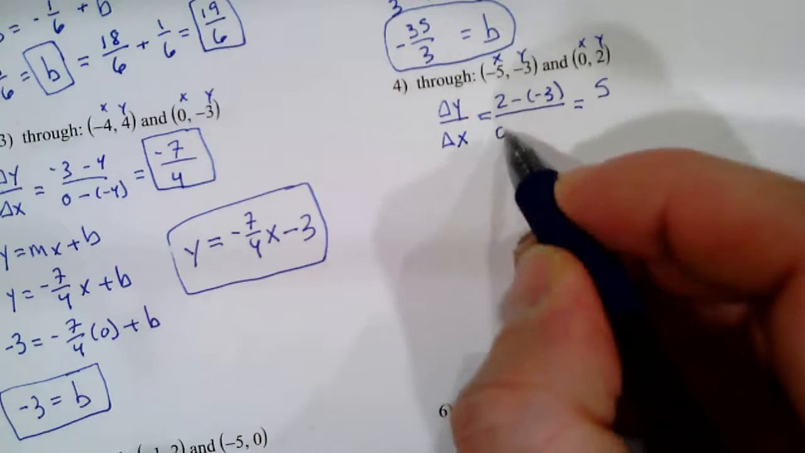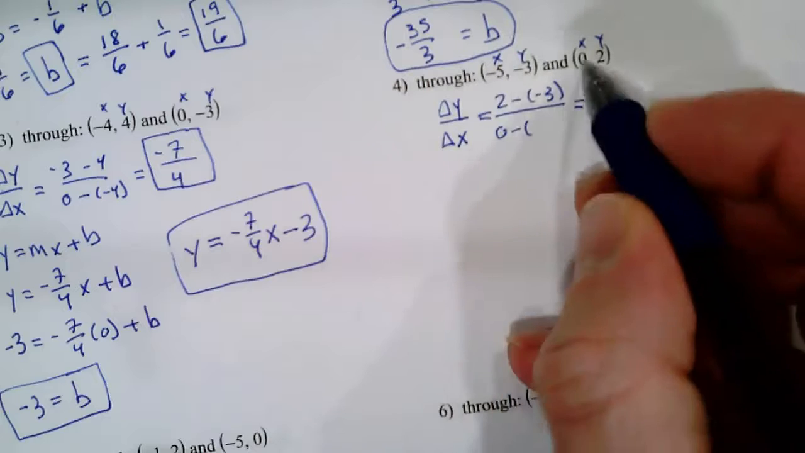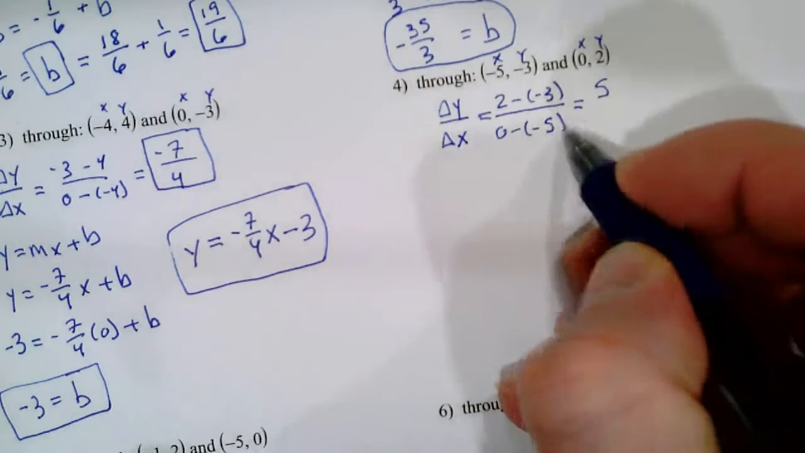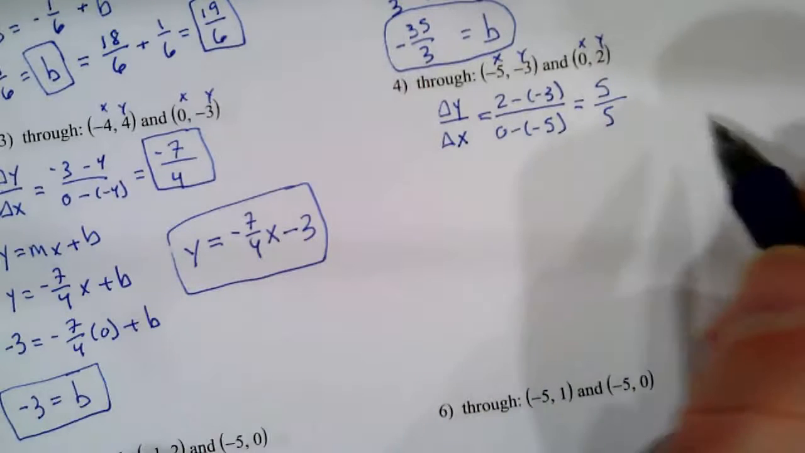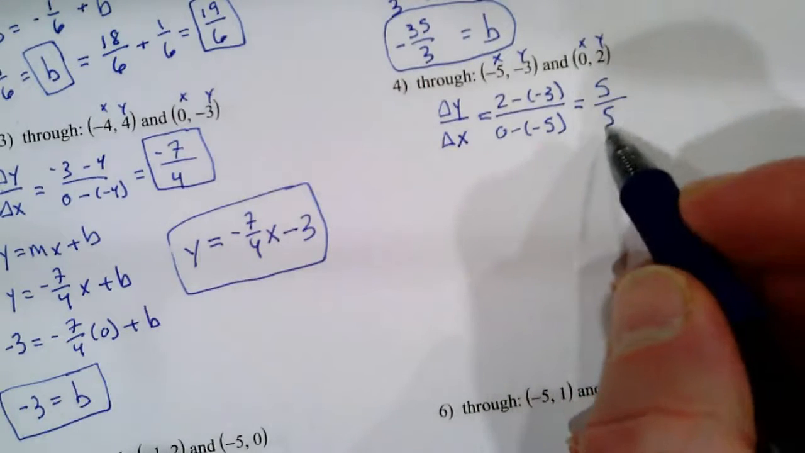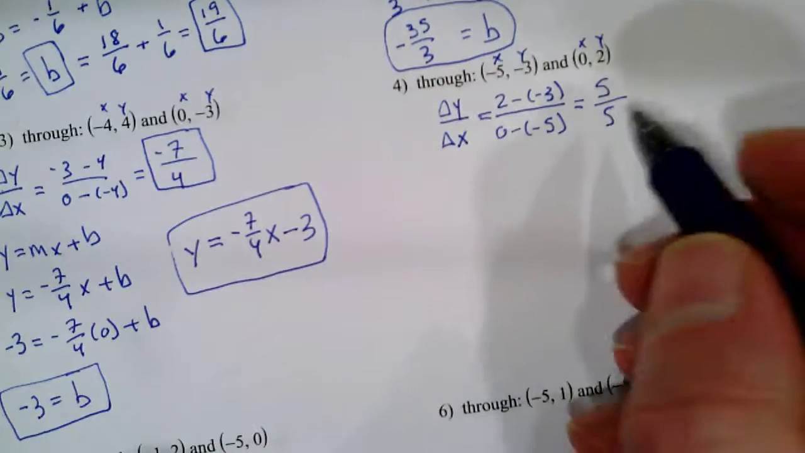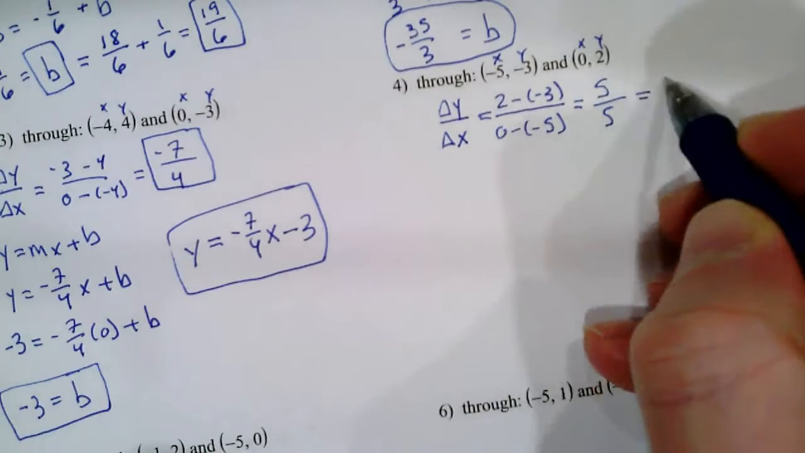So ending x minus beginning x. So 0 minus negative 5 is a positive 5. So if we'd done it the other way around, we'd have had negative 5 over negative 5. The two negatives would cancel out, and we still have positive. 5 over 5 is 1.